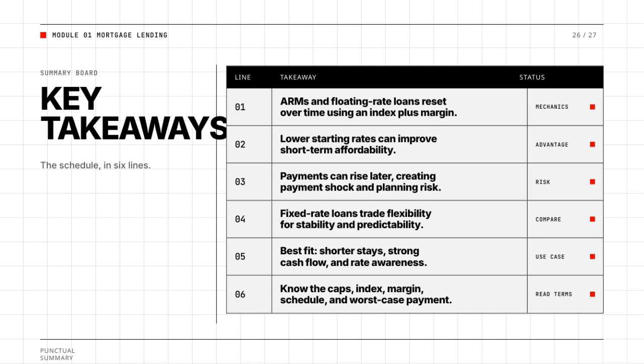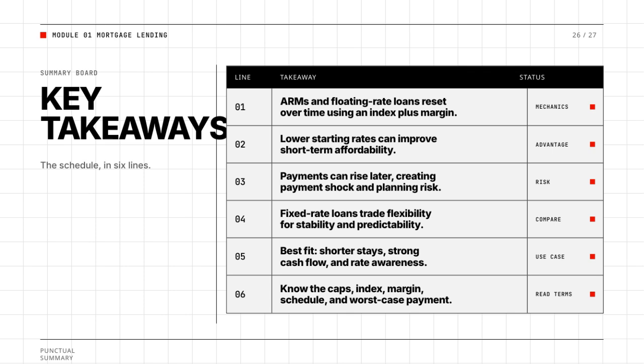On the other hand, fixed-rate loans offer stability and predictability by keeping your payments the same throughout the loan term, though they trade off some flexibility to achieve this stability. These loans are generally best suited for borrowers planning shorter stays in a home, who have strong cash flow, and who are comfortable with staying aware of rate changes over time. Finally, it's critical to thoroughly understand the loan terms before committing. Pay close attention to the caps, index, margin, reset schedule, and the worst-case payment scenario to avoid surprises down the line. Keeping these points in mind will help you make informed decisions about mortgage options that best fit your financial situation and goals.